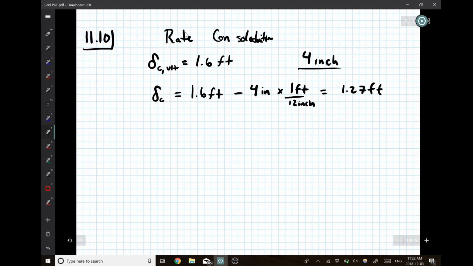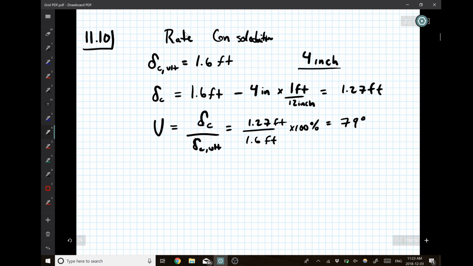So then we're finding the ratio of that, which is our U, and U would then be equal to our consolidation before the building over our total consolidation, which is 1.27 feet over 1.6 feet times 100%, which gives us 79%.